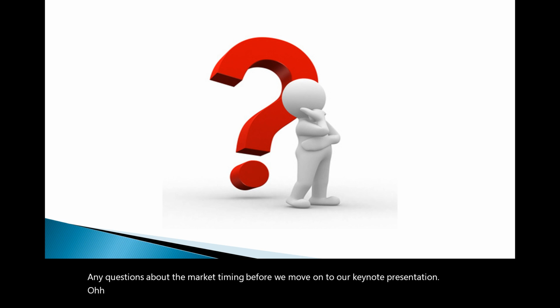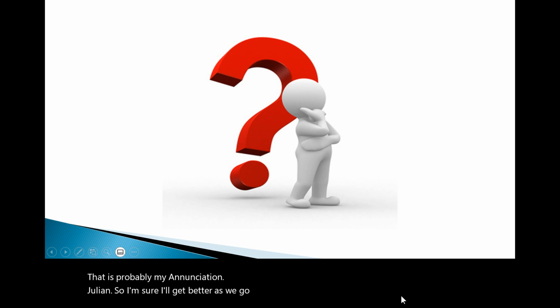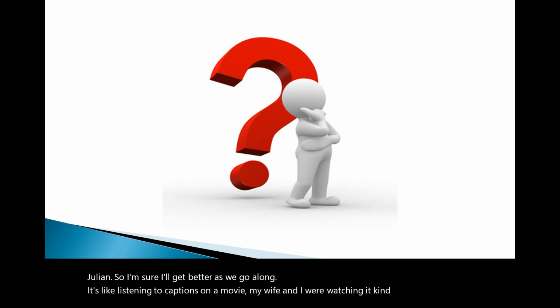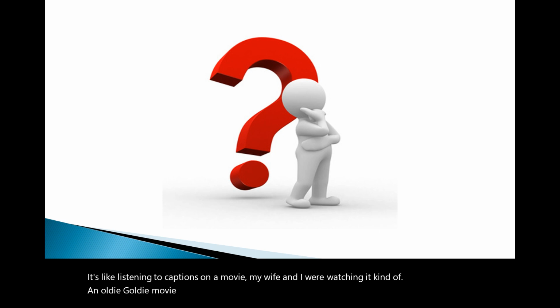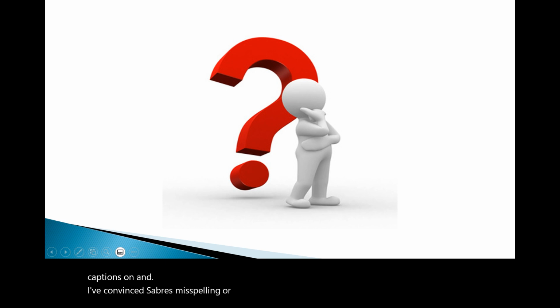Oh, Julian says lots of typos in the stream. Cold for gold, for example. That is probably my enunciation, Julian. So I'm sure I'll get better as we go along. It's like listening to captions on a movie. My wife and I were watching a kind of an oldie goldie movie last night, and I couldn't understand a word they were saying, so I put the captions on, and I'm convinced they were misspelling or mispronouncing every other word.